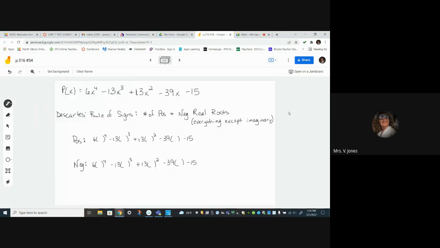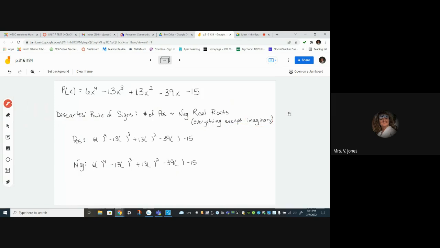Something else that we could do, sometimes it helps, sometimes it doesn't, is we can use Descartes' rule of signs. That will tell us how many positive and how many negative real roots. Now, real numbers are everything except imaginary. So except imaginary.